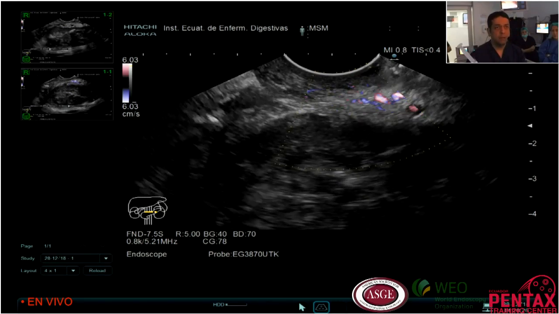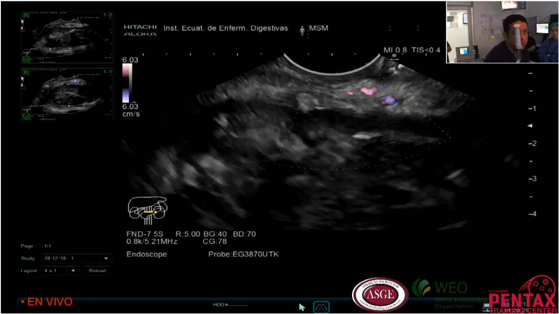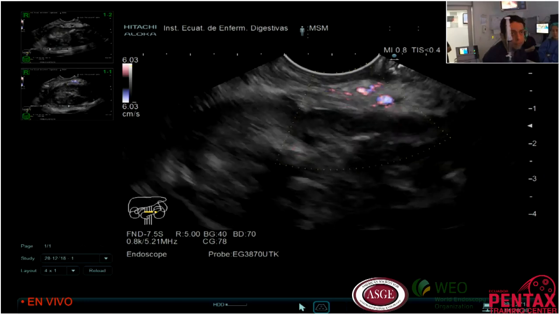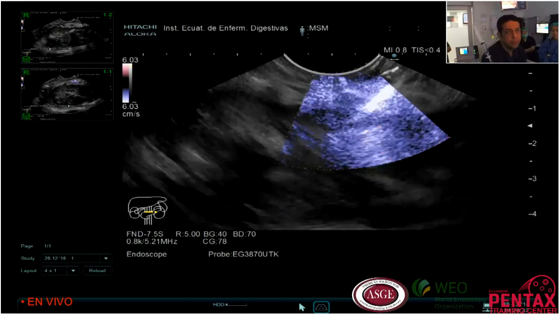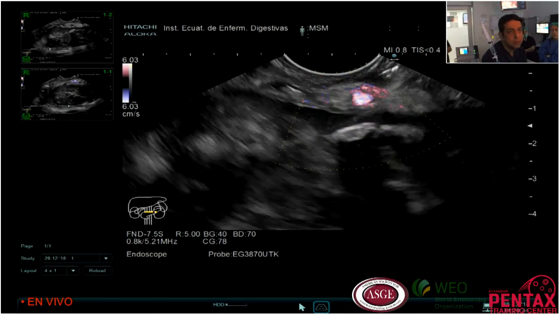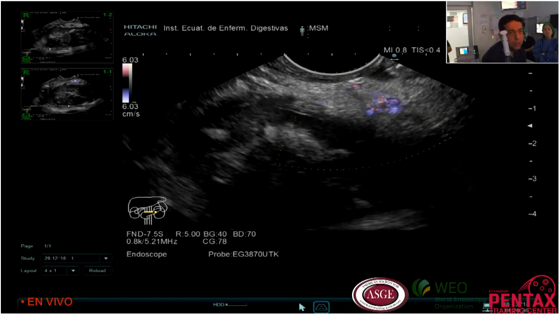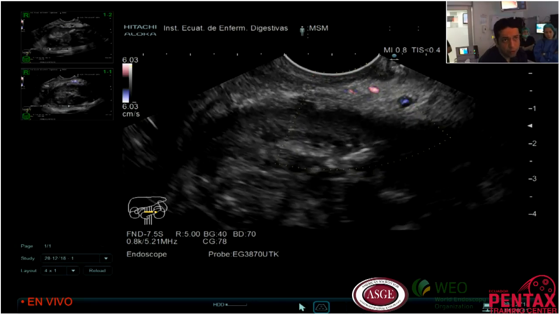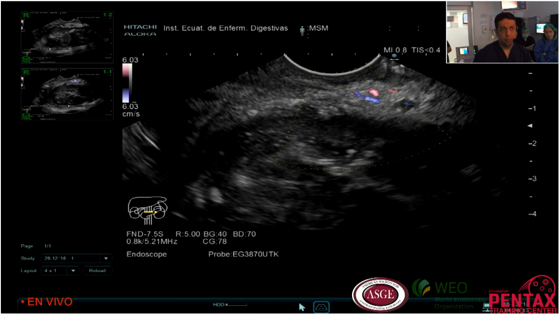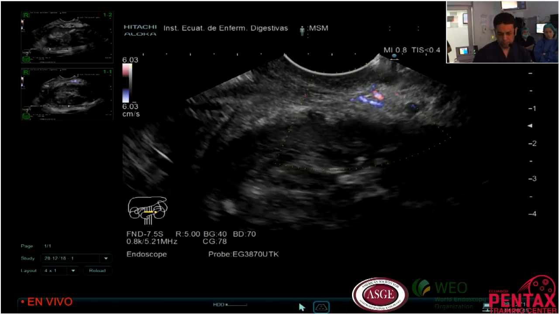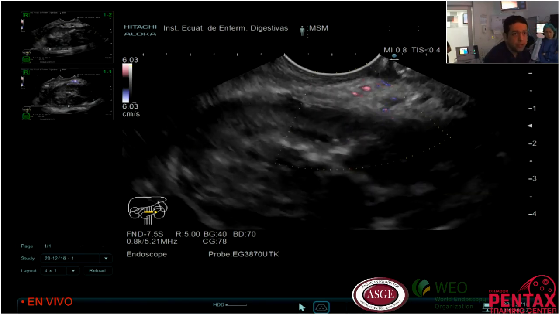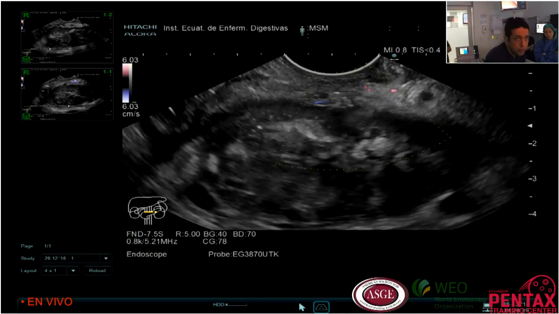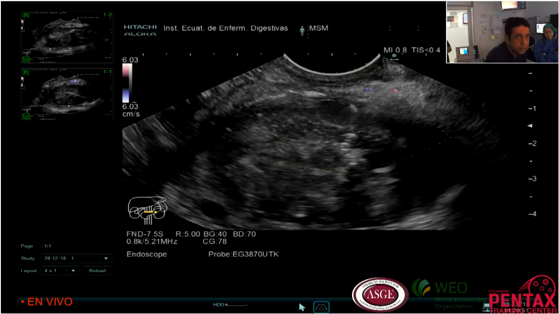Even in this position we have some vessels. It's worse, and we need to go a little bit far from my vessels, because even when we solve the pseudocyst.